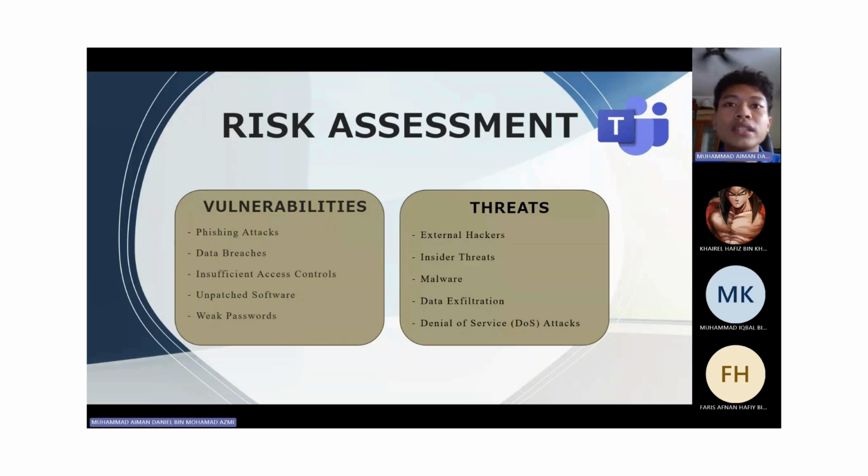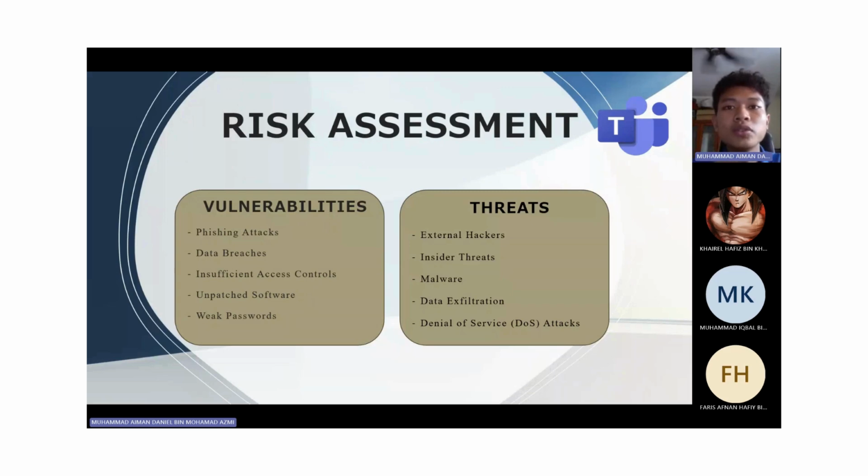And then the second one is insider threats. As we all know, these are malicious or negligent actions by employees or contractors who intentionally or unintentionally compromise data integrity and security. The methods include misuse of access privileges, accidental data leaks, and malicious actions.